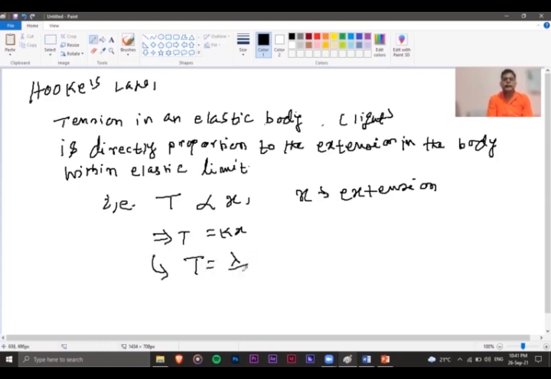and we replace K by lambda by L, where lambda is the modulus of elasticity. This is different for different materials, but for a particular material, lambda is constant, and L is the original length, and X is the extension. And if you want to say what the extended length is, it is in fact the sum of the original length and the extension. All right. And here, the unit of T is Newton, and also the unit of lambda is Newton, and these two lengths are expressed in meters if you are using SI units of measurement.